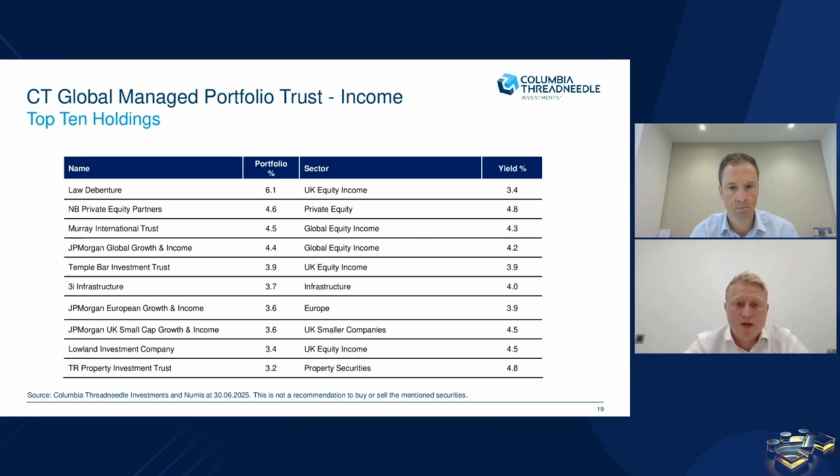And then similar to the growth shares, this is the top 10 of the income portfolio. Still a broad spread of different types of assets, so remaining well diversified, be it UK income, global equity income, private equity, infrastructure. And much like Paul said, we expect this top 10 to represent larger parts of the portfolio through time as we lean into our best ideas.